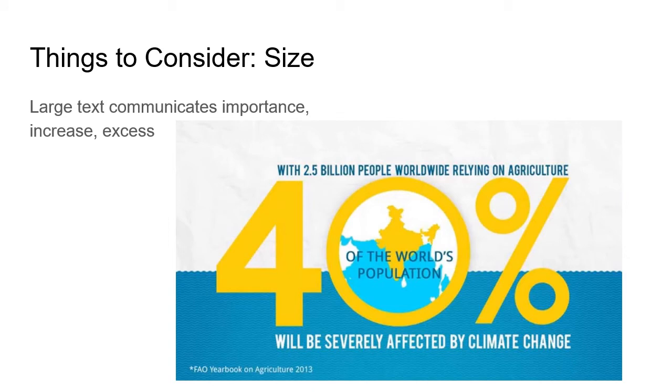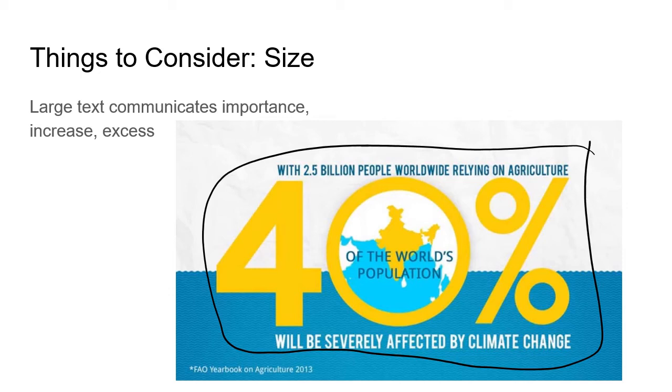Here again, we see a huge number right in the middle in high contrast to at least this part of the background, not so much this part. So 40% is the number I read, and I read 40% of the world's population because that's in the center. And then I'm like, oh, I don't understand what's happening. So I go up to the top. With 2.5 billion people worldwide relying on agriculture, 40% of the world's population will be severely affected by climate change. So I'm given no context here.